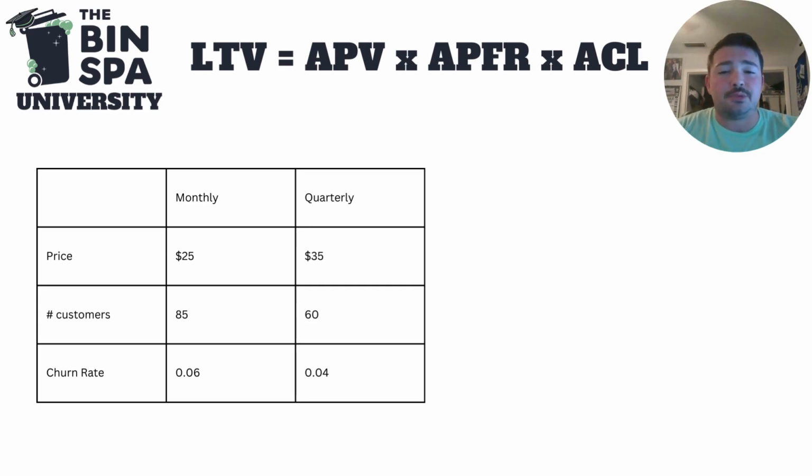But let's say, for example, this fictitious company, let's say they do monthly and quarterly cleanings. They charge $25 for their monthly, $35 for their quarterly. They got 85 monthly customers. They got 16 quarterly customers. Their churn rate for monthly is 0.06, and their churn rate for quarterly is 0.04. I just made those up.